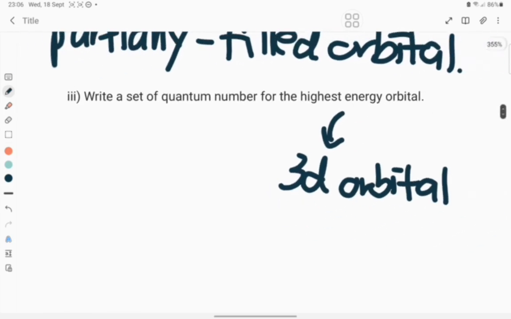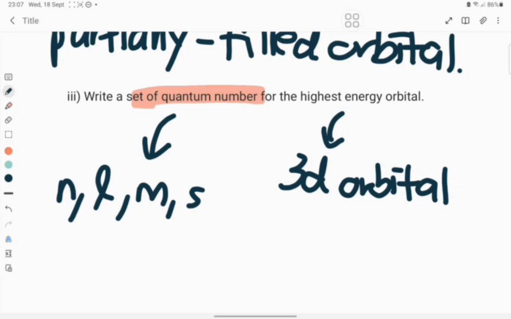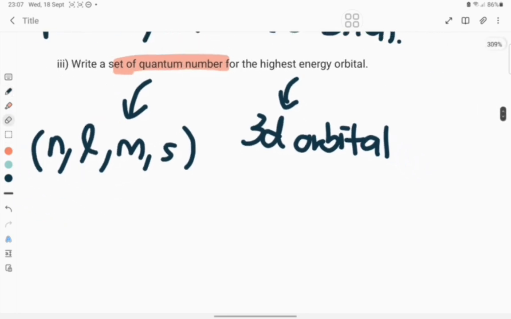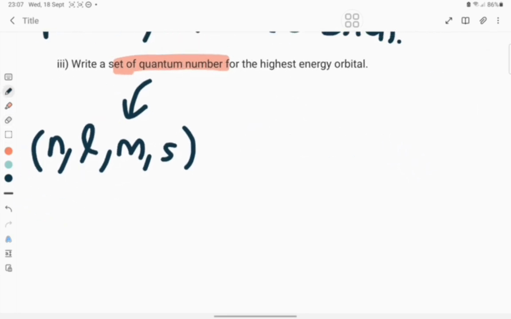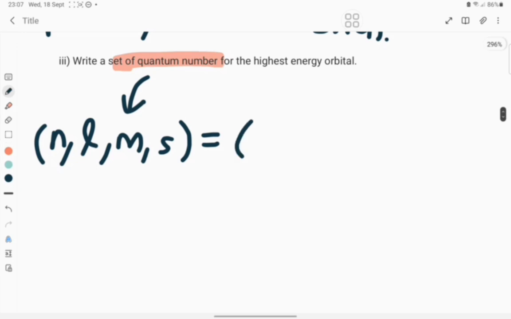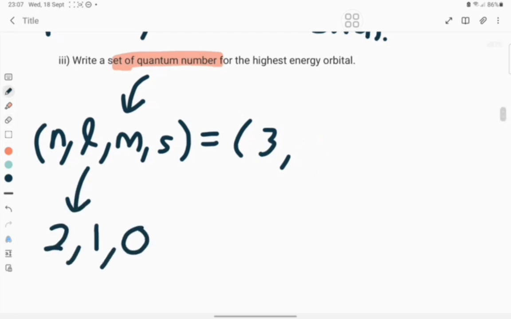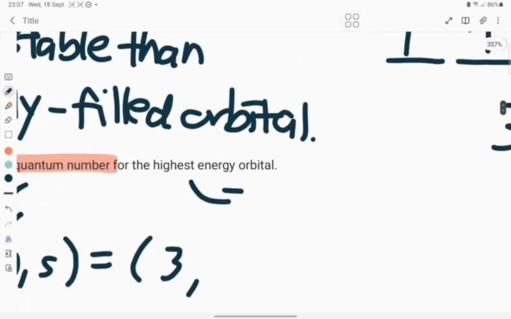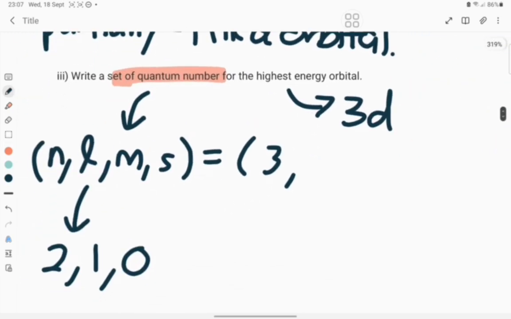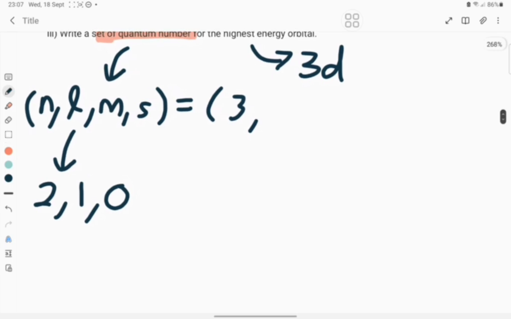Okay, so write a set of quantum numbers. The set of quantum numbers will be n, l, m, s. Then you write n equals 3. l equals n minus 1, so it could be 2, 1, or 0. But the highest energy orbital is 3d.